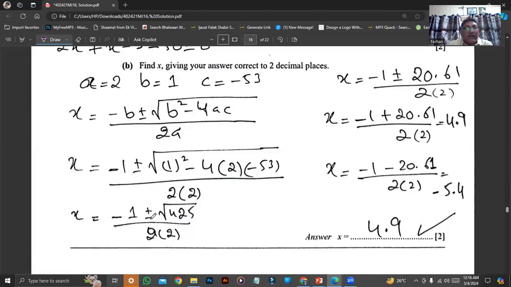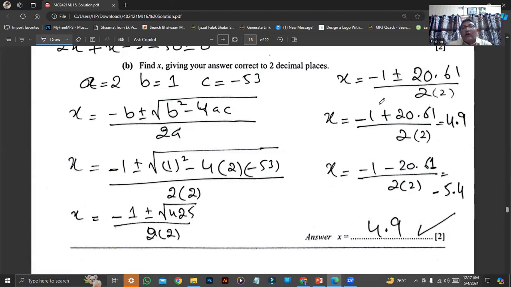So minus 1 plus minus, when you do this calculation, it is 425. So you have minus 1 plus minus under root 425 divided by 2 into 2. When you take the square root of 425, you get 20.61. So you have minus 1 plus minus 20.61, the whole thing divided by 2 into 2, which is 4.